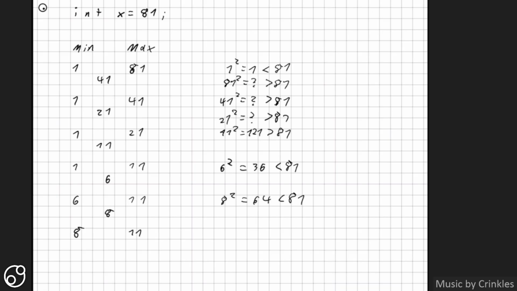By the way, for the middling, I always divide by 2 and then round down. Difference of 3 divided by 2, 1.5. Then we get to 9. 9 squared, 81, which is equal to 81. We found the number.